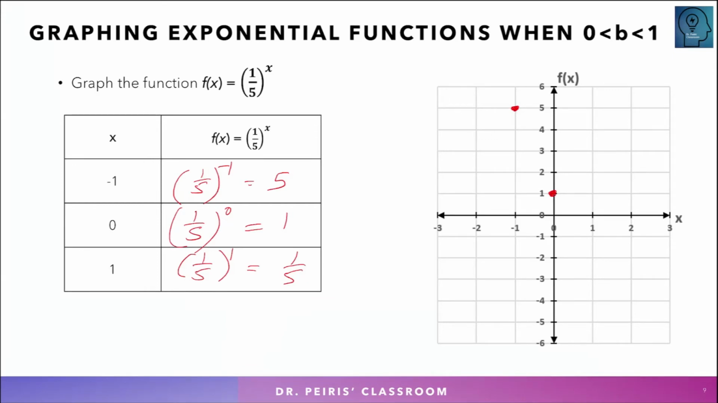1/5 is less than 1, very close to 0. And we do the same thing: we draw the curve. And remember that the horizontal asymptote is at y equals 0, so your graph should not cross the x-axis. So this is how we graph the parent functions depending on the value of b.